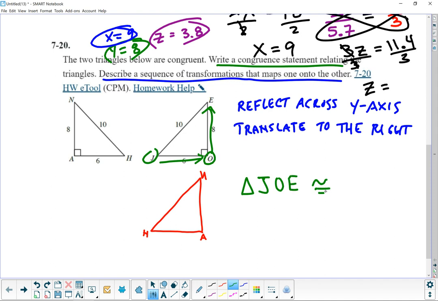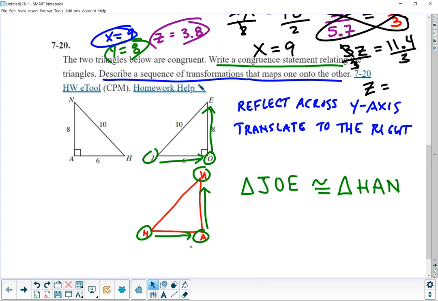is congruent to triangle, and then I'm going to use the same order: H to A to N. It has to be in the same order. To triangle H-A-N. As long as you go in the same order, it doesn't matter which letters you put first, second, or third.